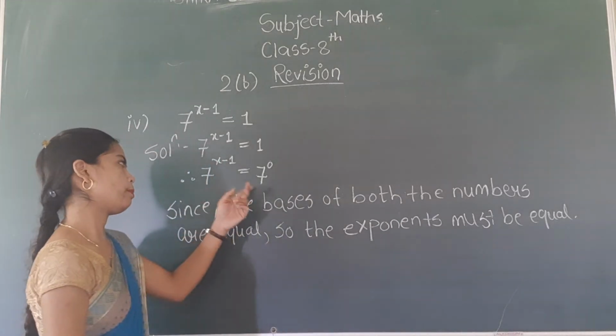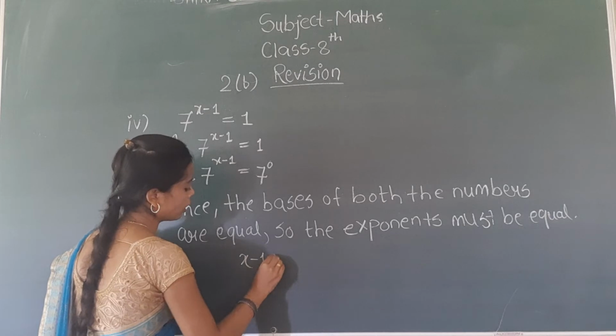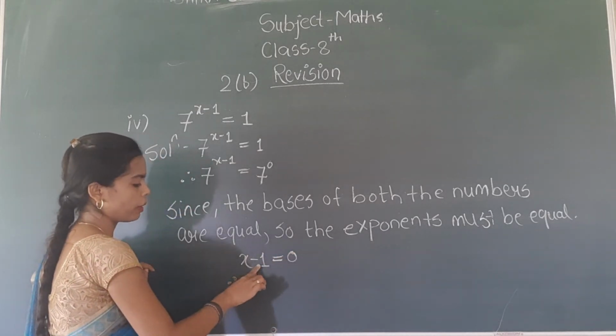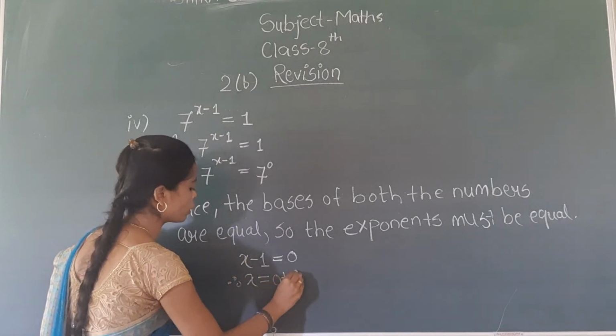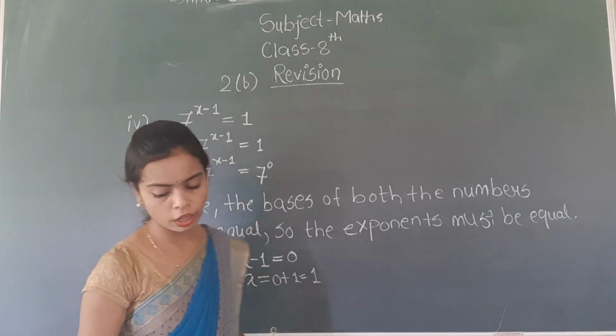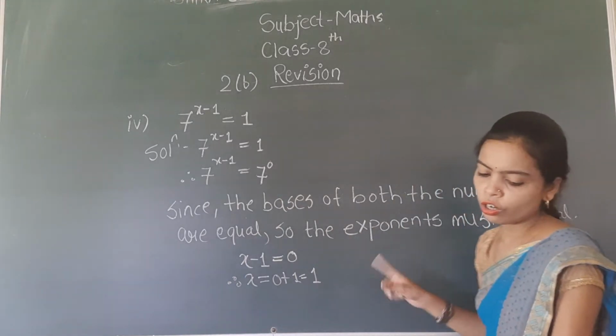Bases are the same, so powers will also be the same. So we can write it as x minus 1 is equals to 0. Therefore, what will happen? This 1 goes to the other side, x is equals to 0 plus 1, so it will become 1. So the value of x is 1 here. Okay, so this is the solution for your fourth question.